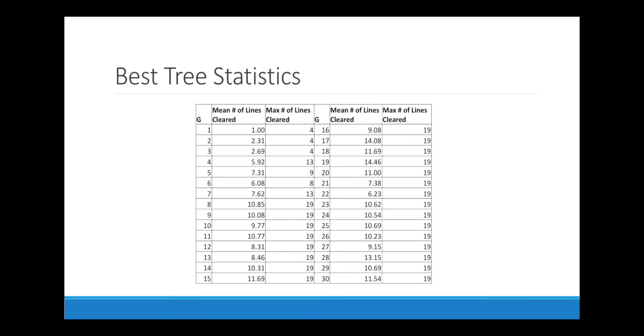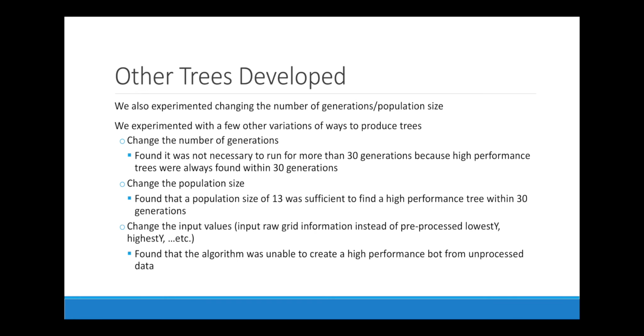Here you can see some statistics in the creation of this tree. You can see that this tree, or a tree that performed just as well as this tree, was found after only 7 generations, as indicated by the max number of lines cleared column. There were many other trees that were developed by changing various factors. These factors included the number of generations, the population size, and leaf input values.